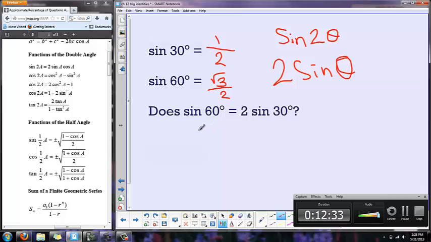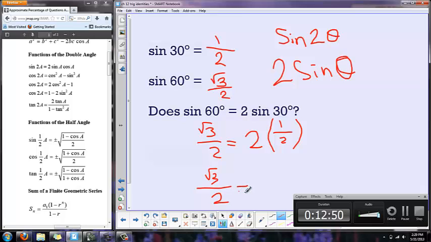Does sine of 60 degrees, or radical 3/2, is that the same thing as 2 times sine of 30 degrees? And it's not, because radical 3/2 is clearly not equal to 1. So yet again, it's another scenario where what we think should be the case actually is not the case. And that's why we have these formulas over here. Same thing goes for the half angle. Okay? I'm going to actually stop this video right now and then start a whole brand new one.